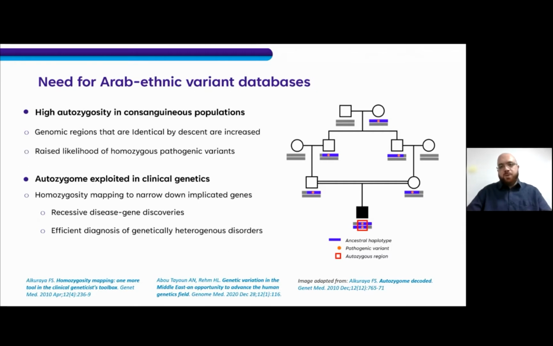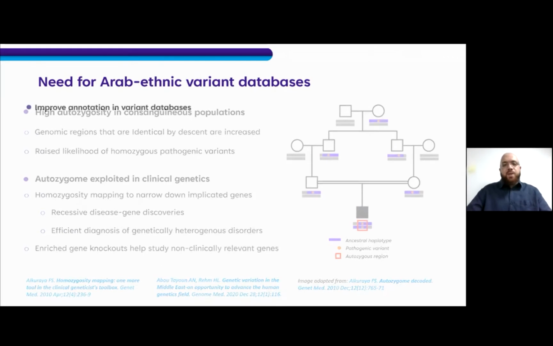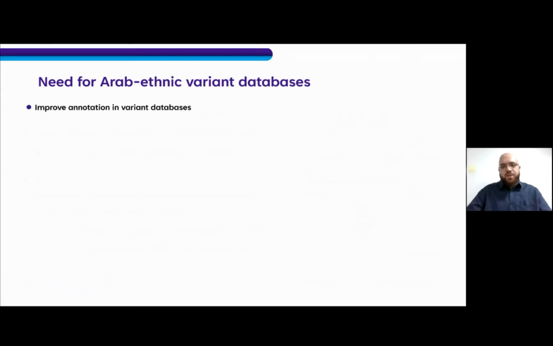And this has also been exploited to more easily diagnose genetically heterogeneous conditions and find otherwise hard to pinpoint variants in patients. And in healthy autozygous individuals, the enrichment of loss-of-function homozygous mutations can help describe non-clinically relevant genes, which would otherwise be much harder to study or identify in outbred populations. So altogether, the utility of studying such autozygous populations extends towards greatly enhancing the annotation of variants in established databases.